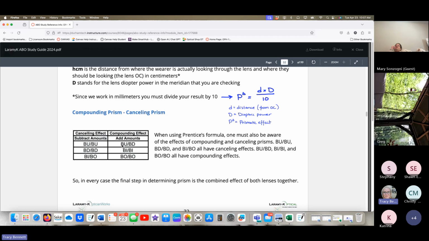For compounding and canceling effects, when they're base up and base up, those are going in the same direction. And I'm literally doing my arms like I do in class.